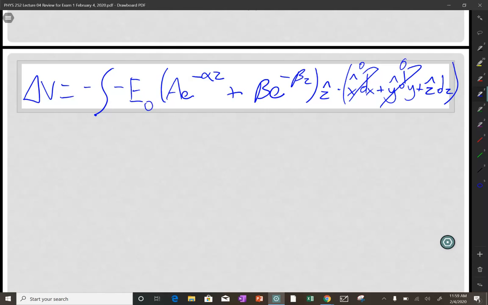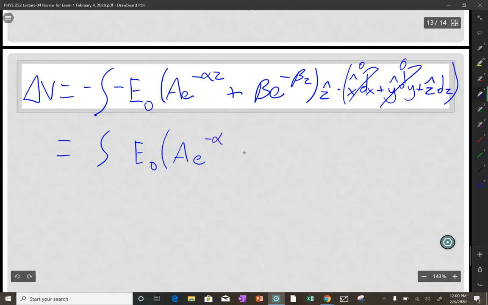And then z hat dot z hat is, remember, z hat means it's a unit vector in the z direction. So when you do the dot product, z hat dot z hat is just 1, because it's 1 times 1. And then minus and minus is a plus. You can drop those two minus signs. A e to the negative alpha z plus b, not beta. That's okay, I made that mistake. Remember, e to the negative beta z dz. So now you've got to do that integral.